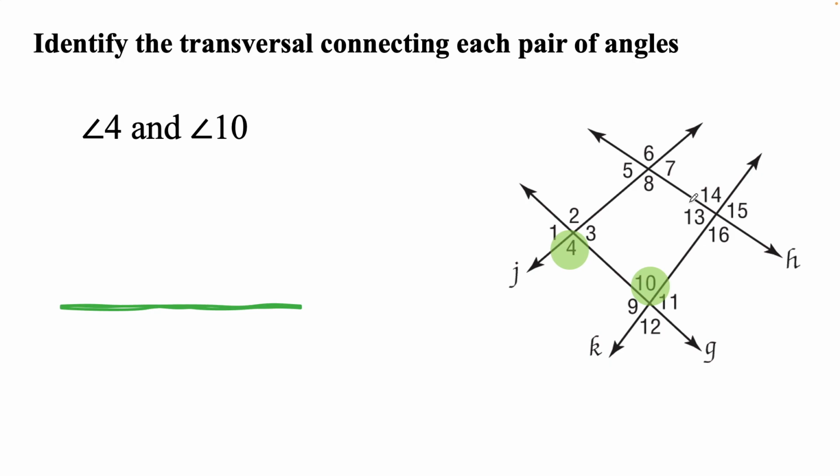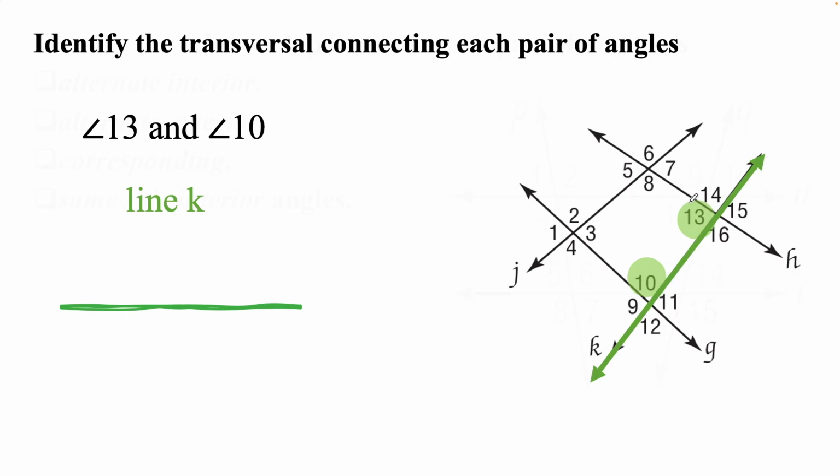So let's practice this a bit. First, we're going to practice just identifying the transversal. It's going to be a line that connects a pair of angles. So 4 and 10, what's a line that both of those angles share? Line G. What about 2 and 12? Those also share line G. 3 and 7, those are connected by line J. 13 and 10, those are connected by line K.